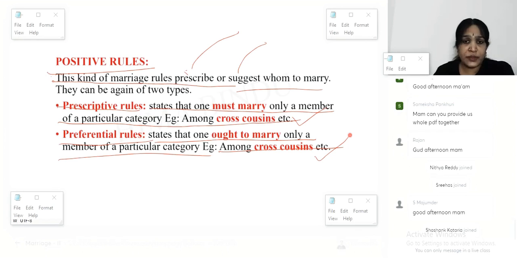Why? Because if the parents say you must marry your cross cousin, then it is called a prescriptive rule. And if they say I prefer you getting married to your cross cousin, then it is called a preferential rule. Your cross cousin is a preferred choice, otherwise it's up to you. That is preferential marriage. To give you that clarity, I gave cross cousins as an example for both types of rules: prescriptive, you must marry your cross cousin, and preferential, it is better if you marry your cross cousin.